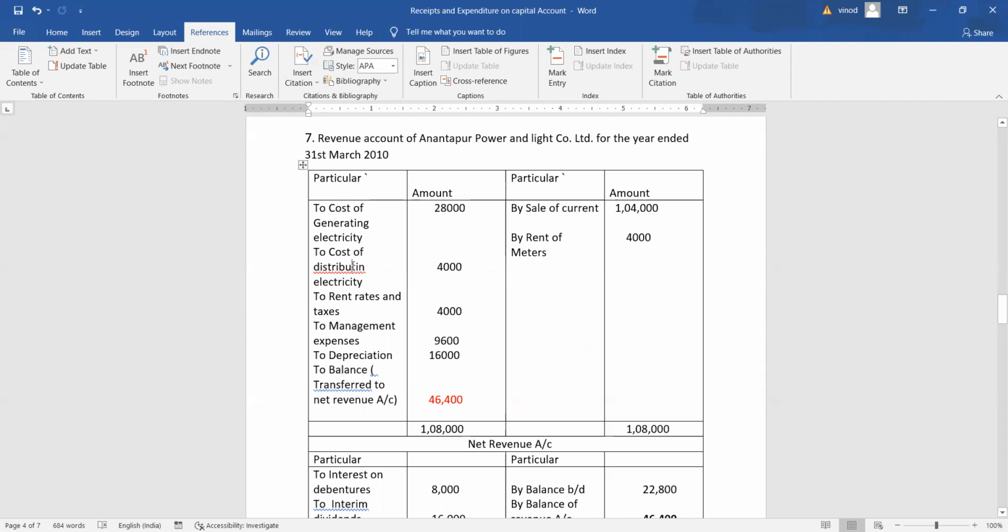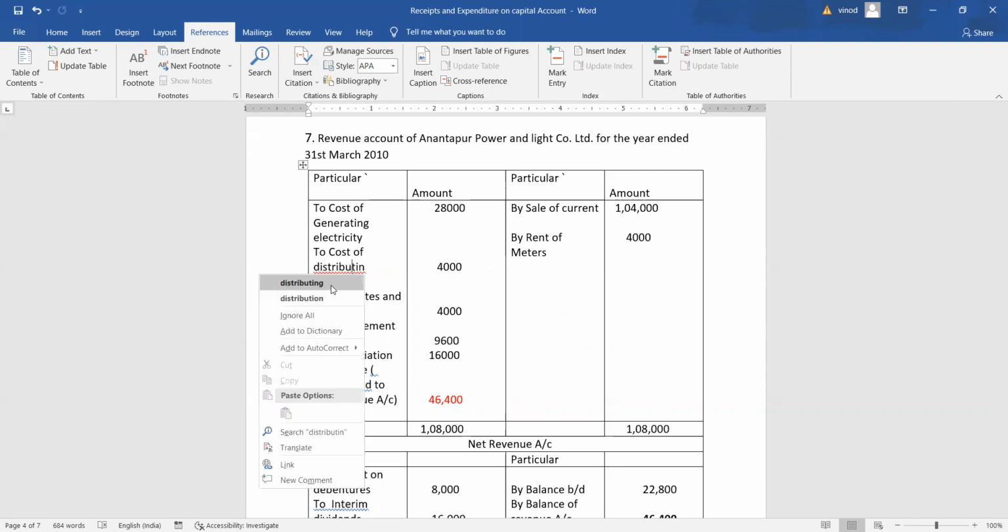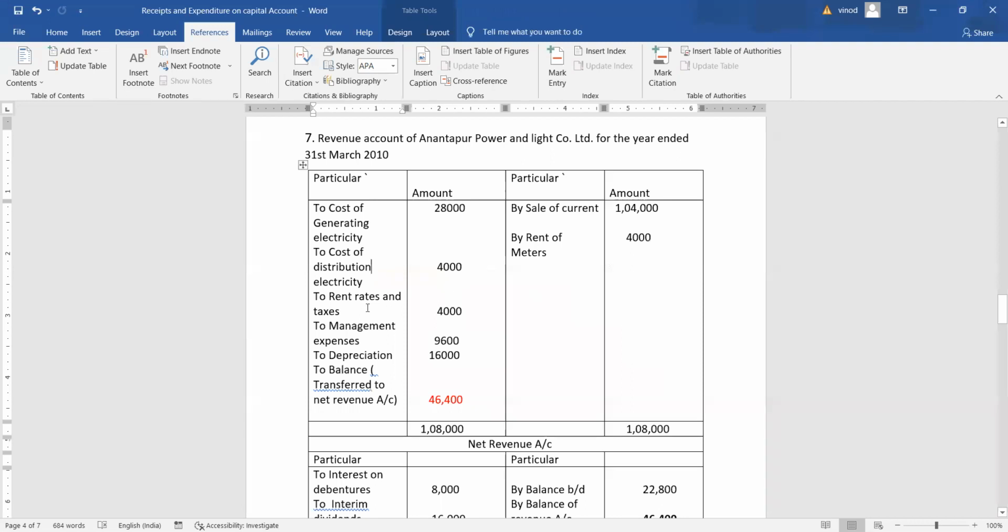Cost of distribution of electricity, 4,000. Rent, rates and taxes, 4,000. Management expenses, 9,600. Depreciation, 16,000. This is the debit side information.